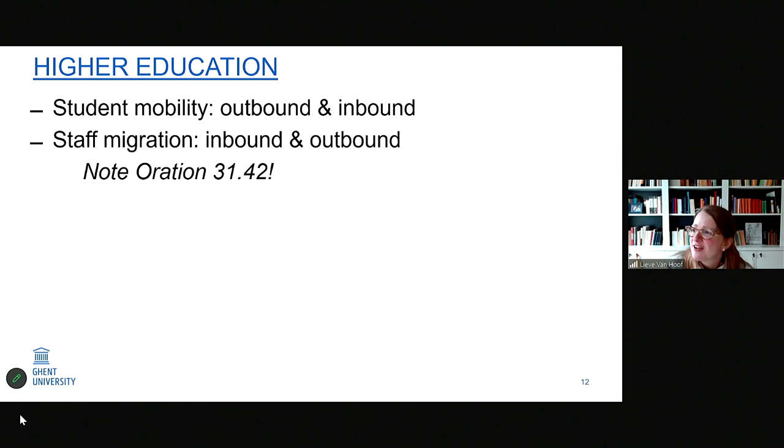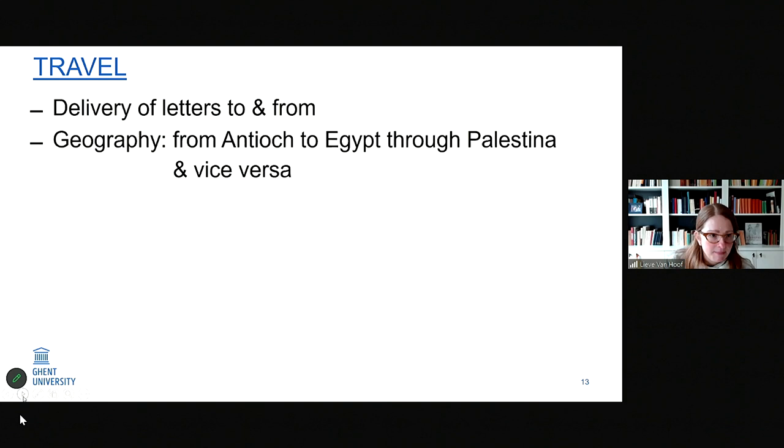But there is also a kind of school-related or education-related mobility in the sense that one of Libanius's helpers in his very last days and one of the people offering him most consolation was Theophilus, who also came from Palestina. And that brings me to the third big kind of information on mobility in Palestina in Libanius' letters, and that is travel. First of all, the delivery of letters.